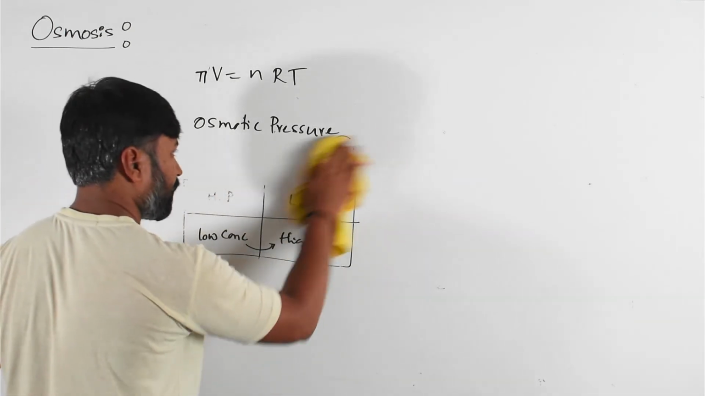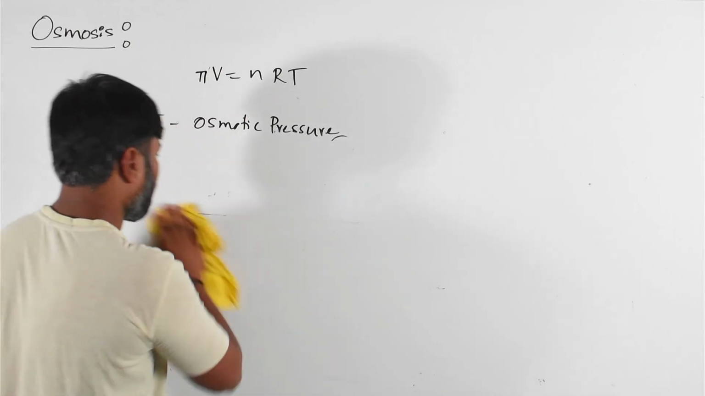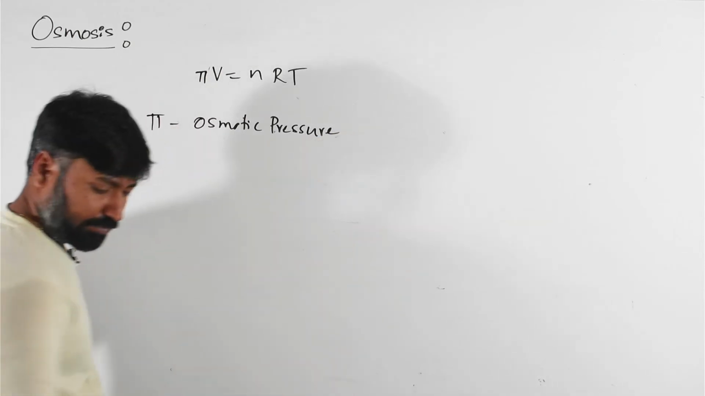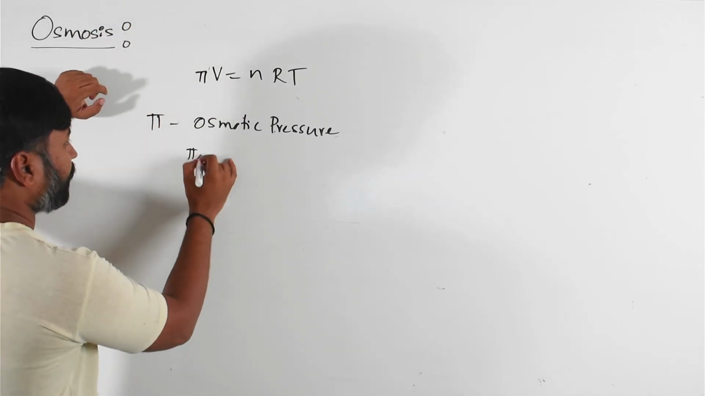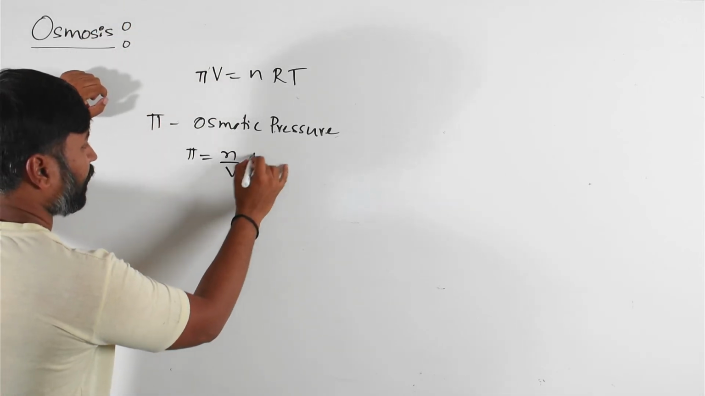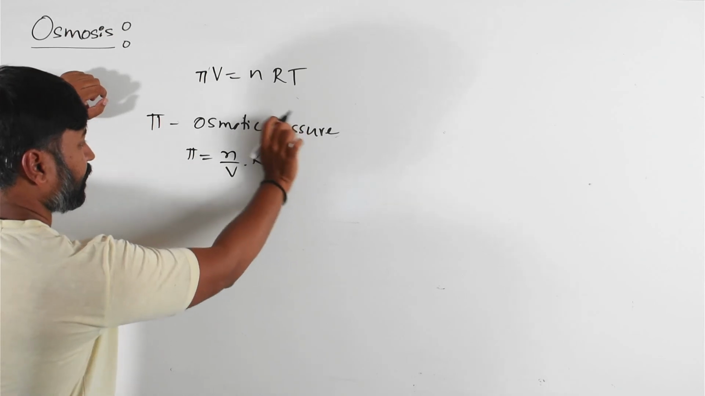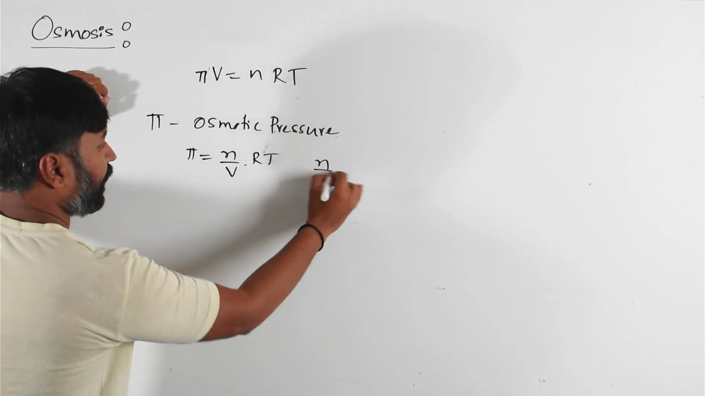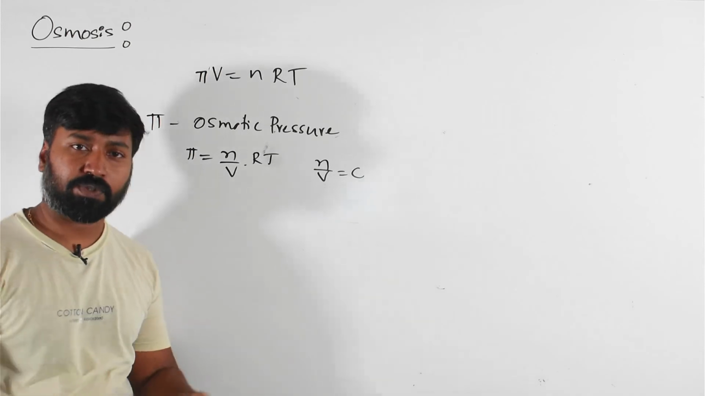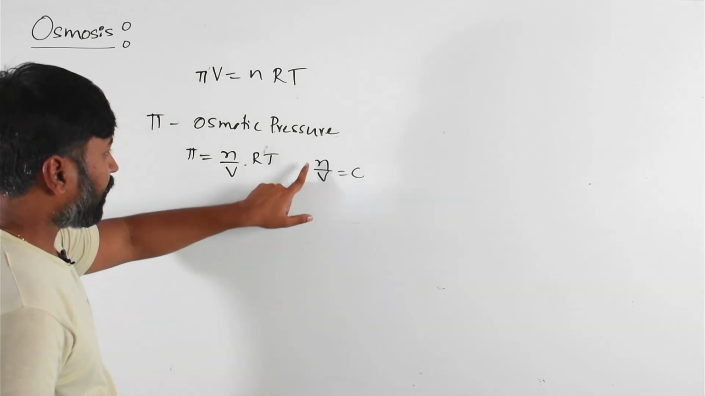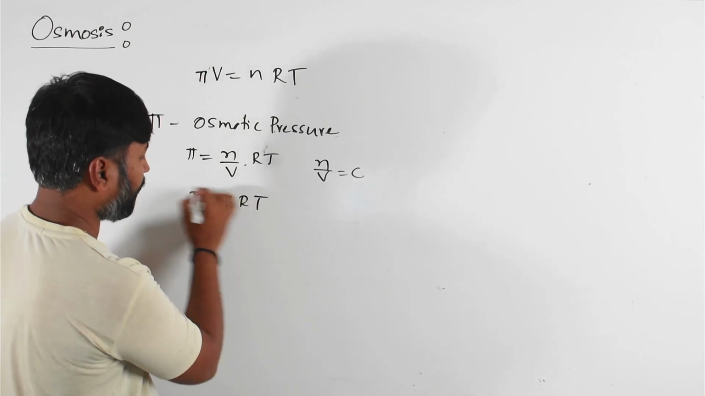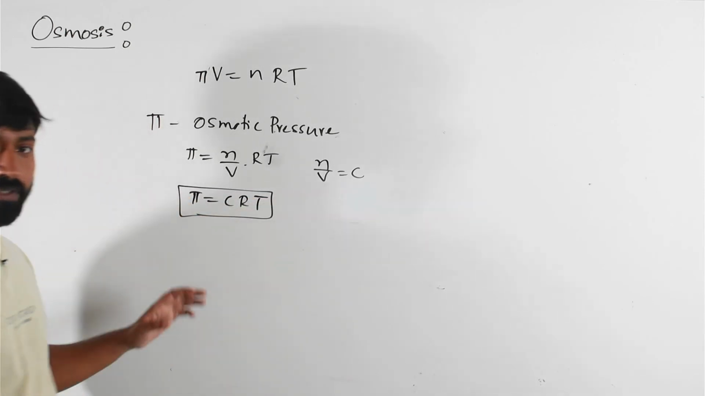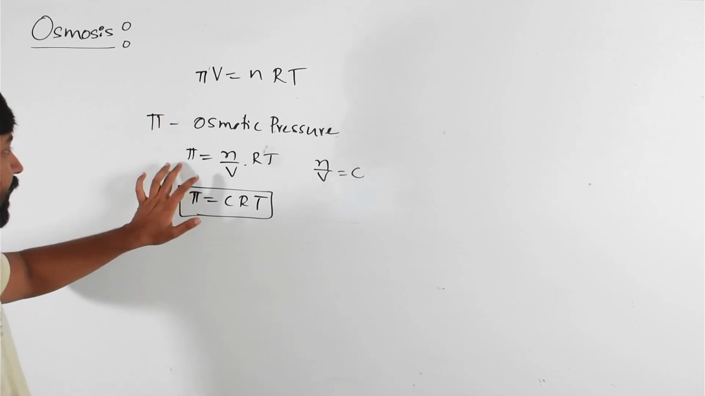Hope you understood this. Okay, now go to the next. Pi is osmotic pressure, so pi is equal to n by V into RT, where n by V is concentration. Now pi is equal to CRT is the equation we can use for the calculation of osmotic pressure.